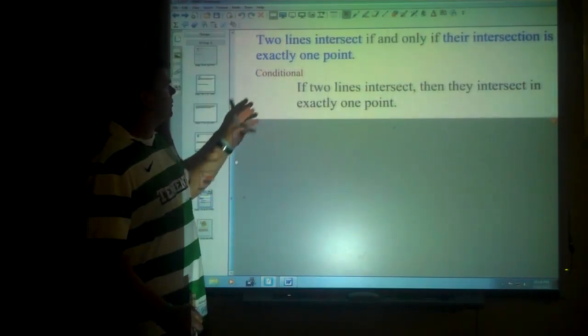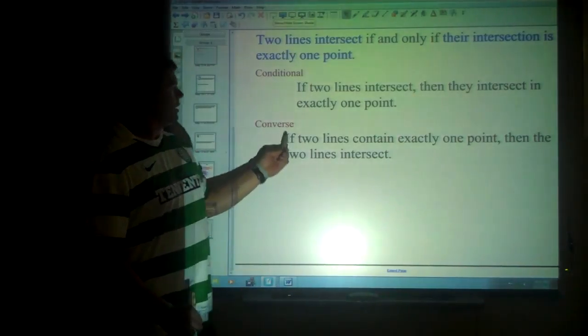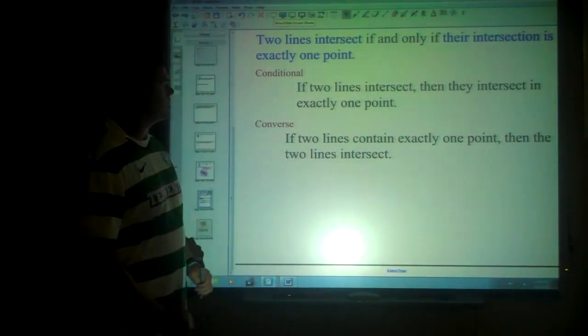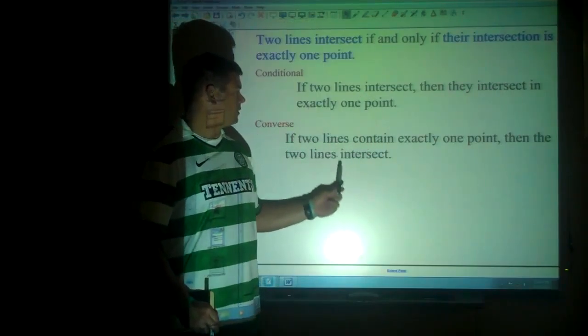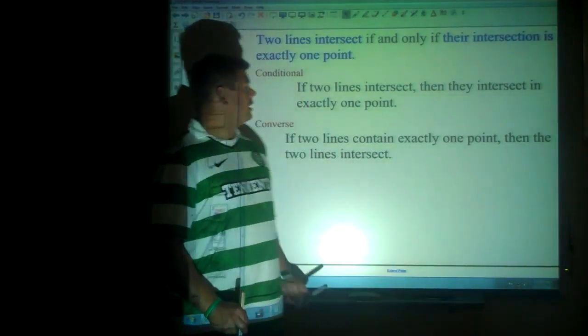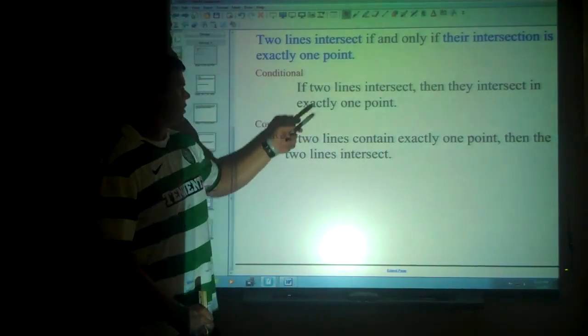Okay? And the converse is going to take the conditional statement and flip it around, so we would end up with, if two lines contain exactly 1 point, so that's this part right here, exactly 1 point, then the two lines intersect. So it just reverses it.